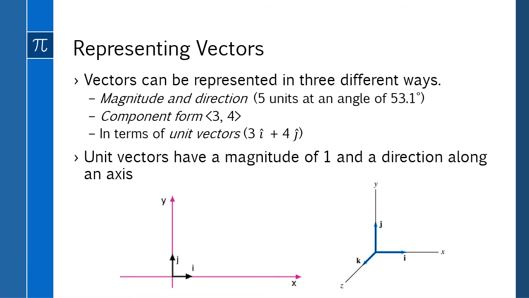So first off, a little bit of review about how we represent vectors. Vectors can be represented in really three different ways, and the first two of those are pretty familiar. That would be magnitude and direction, or component form. So for instance, we could talk about a vector in terms of how long it is and what direction it's pointing. So if I have an arrow that is 5 units long at an angle of 53.1 degrees.